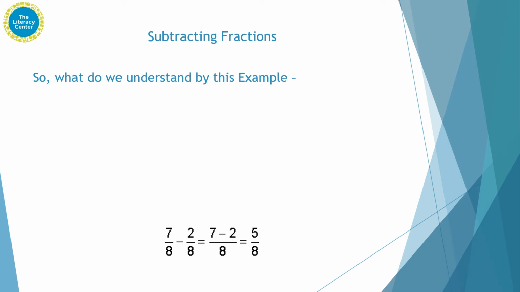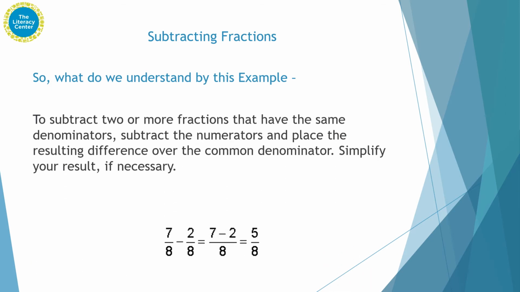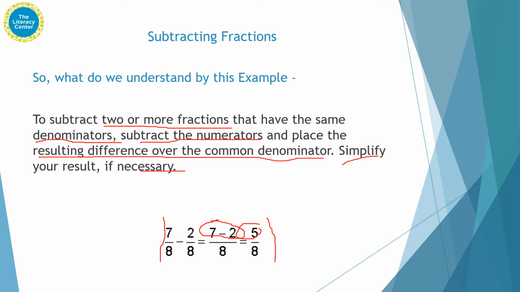So what do we understand by this example here? To subtract two or more fractions that have the same denominator, or same bottom number, we can subtract the numerators and place the resulting difference over the common denominator. And we can simplify the result if necessary. So here, 7/8 minus 2/8, we simply subtract the numerators, take away 2 from 7, that will be 5. So our answer is 5/8.